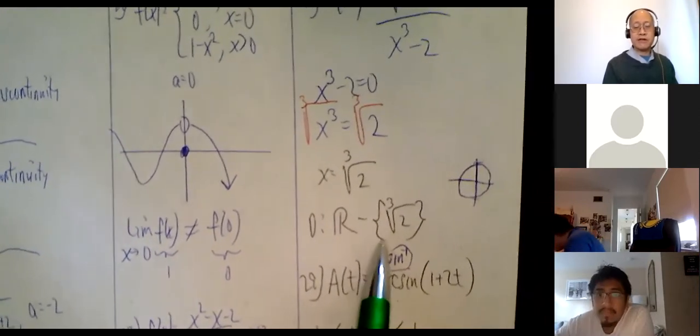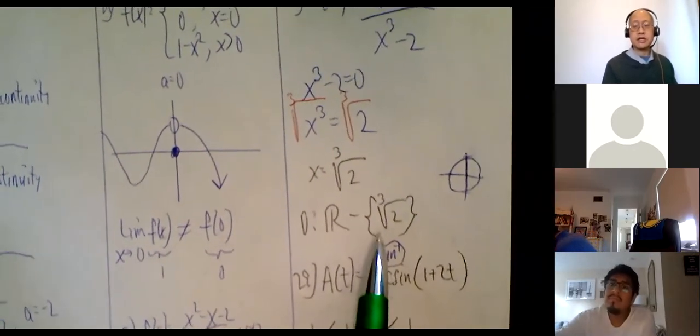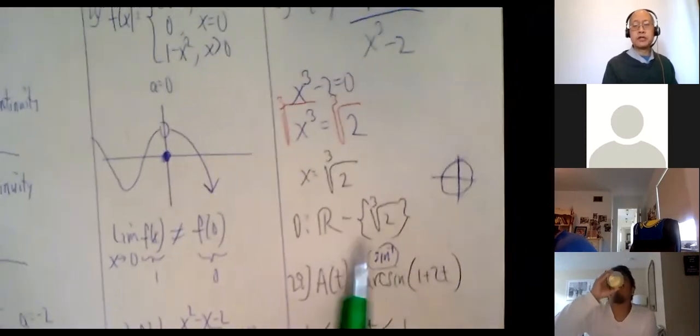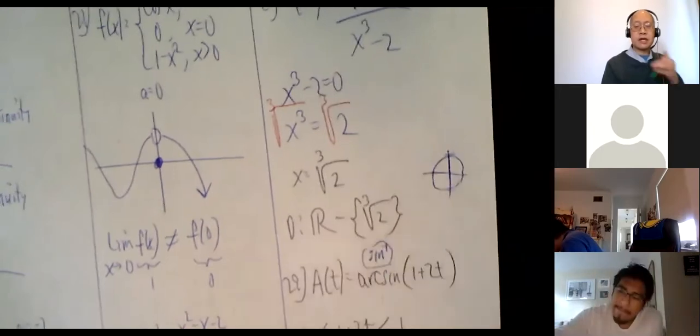What's the cube root of 2? I don't know. You can punch it in a calculator. 1.26, I think, when I did it last time. Okay, 1.26 blah, blah, blah, times 1.26 times 1.26 comes out to be about 2.